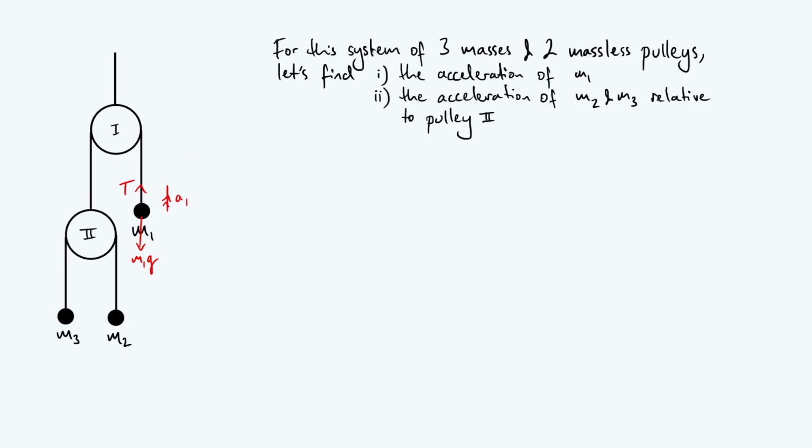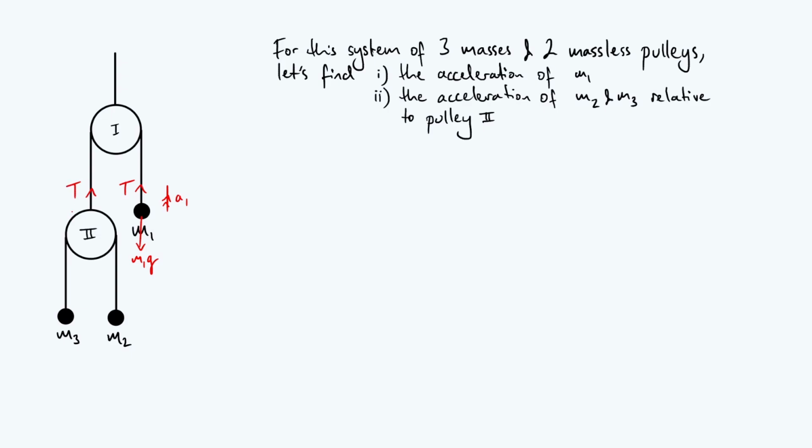Now, of course, it could be accelerating either up or down depending on how heavy m2 and m3 are compared with m1. But what we're going to do, just to make sure we get all our signs correct, is draw all of the accelerations pointing upwards, and then if they turn out to actually be accelerating downwards, then we're just going to end up with negative accelerations. So then, because pulley 1 is smooth, there's also a tension T acting over on the other side of the rope which is draped over pulley 1, so there's a tension of T there.